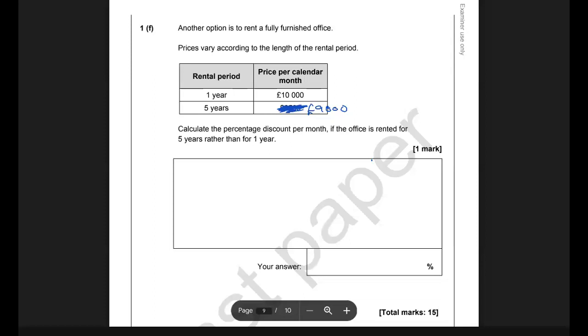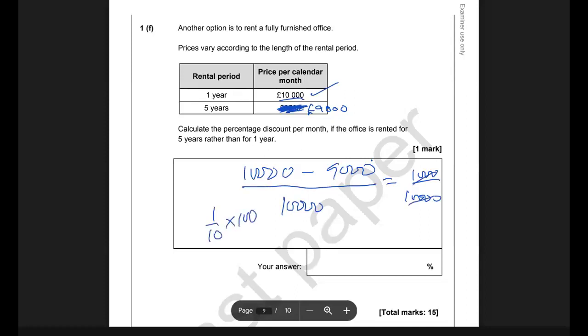So you can see clearly that we just do 10,000 minus 9,000, that's the change. That's the difference between the 10,000 and 9,000, which is 1,000, divided by the original amount. The original amount was 10,000. So that gives you 1,000 over 10,000. If you simplify it, that's going to be 1 over 10. So 1 over 10 times 100 gives you what? 10%. Who got 10%?